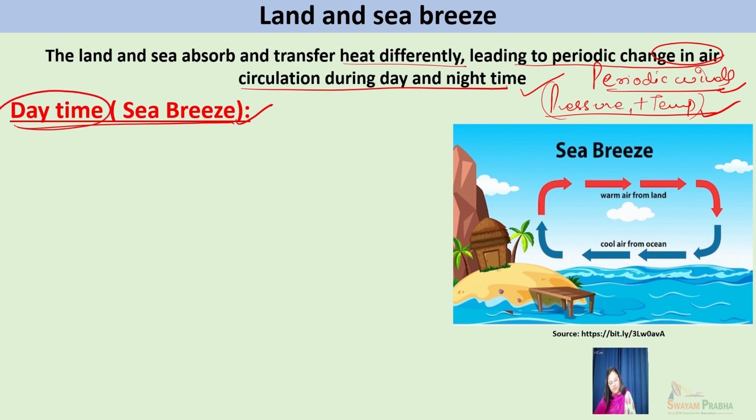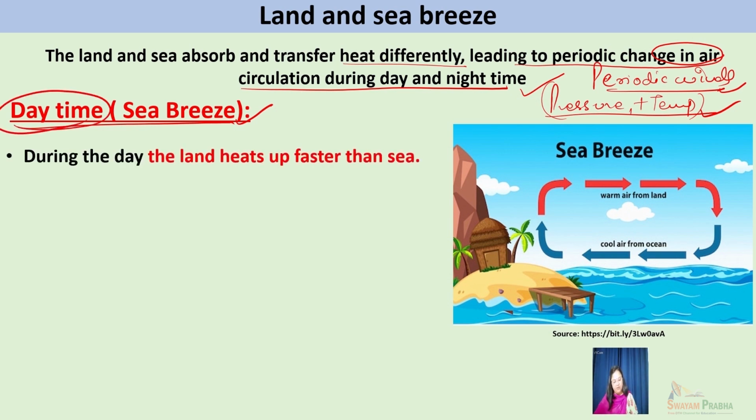So what happens during the daytime? We have sea breeze. Why sea breeze? Because during the daytime the land heats up faster as compared to the sea. So we are always taking comparative pressure conditions. In case of mountain and valley breeze also we have taken comparatively mountains becoming hot, then valleys, and valleys becoming hot compared to mountain areas. So it is always a comparative pressure which we take.